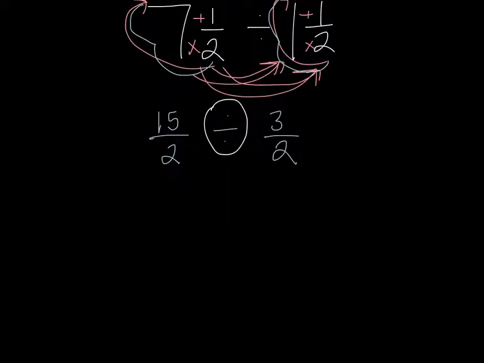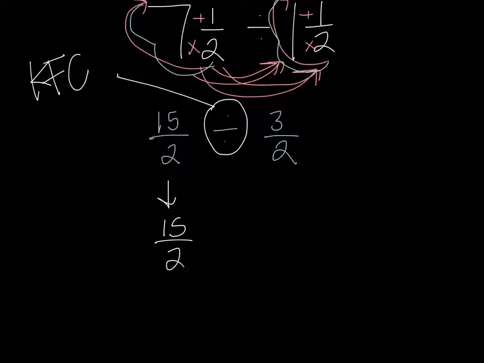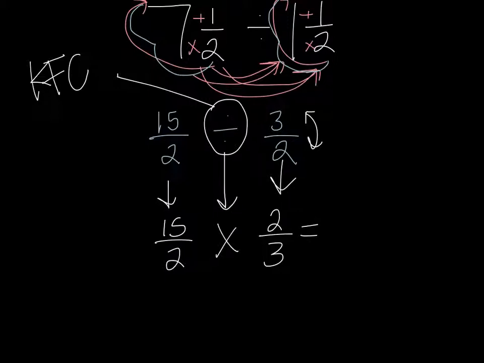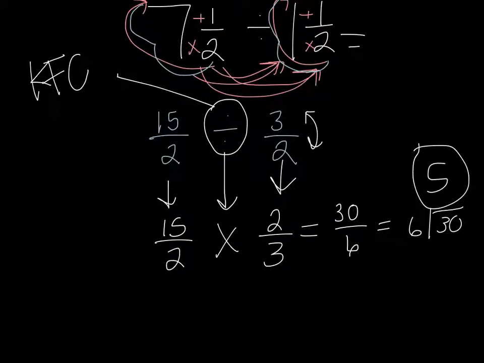Once again, this is a division problem, and division uses KFC. Keep 15 over 2, flip 3/2, so it's now 2/3, and change division to multiplication. Now I'm going to multiply across. 15 times 2 is 30. 2 times 3 is 6. And 30 divided by 6 is 5. So 7 1/2 divided by 1 1/2 is equal to 5.